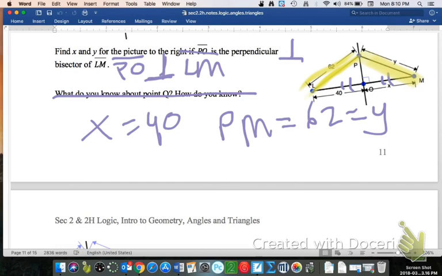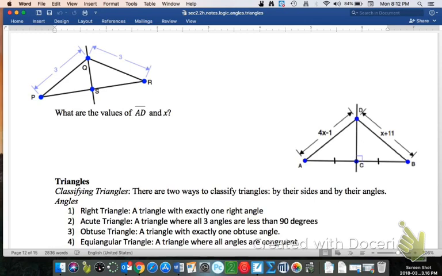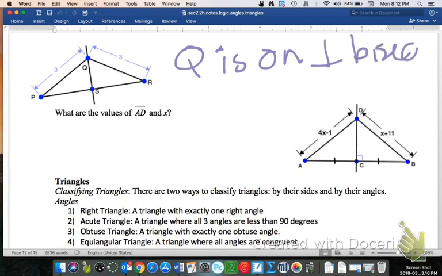So let's try another example. So here we have, the instructions are on the page before, but we want to know what can we tell about Q. So notice here we have the converse part is true. We know these two parts are congruent because both of them are 3. So that means that this point right here has to lie on the perpendicular bisector. Okay, so all we know is that Q is on the perpendicular bisector.